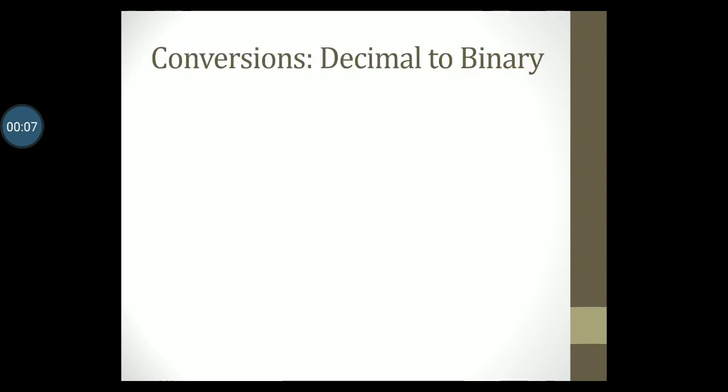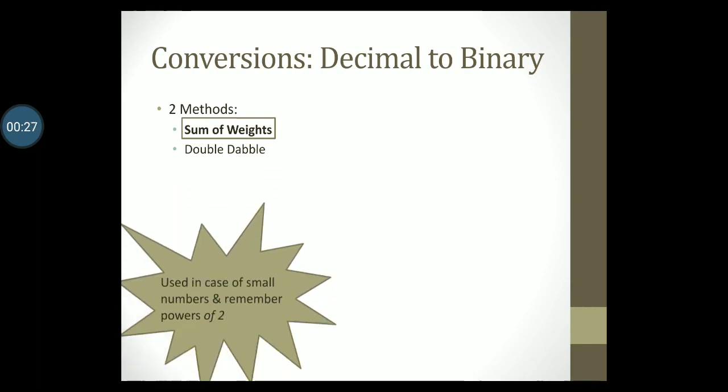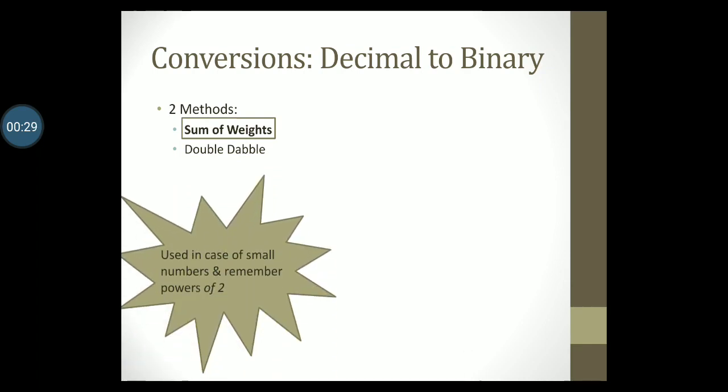In this video we will talk about how to convert a decimal number into binary. There are two methods to convert a decimal number to binary: sum of weights and double dabble. In this video I will explain the sum of weights method. This method is normally used for small numbers. Also, you need to remember the powers of 2.